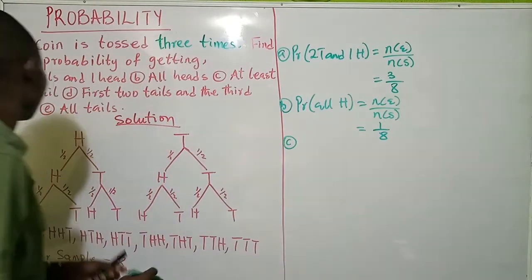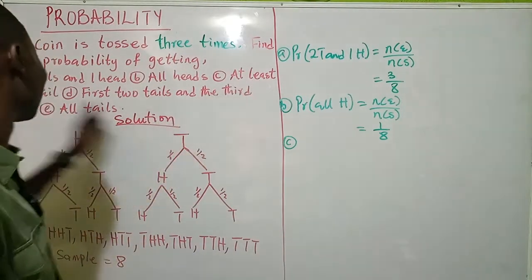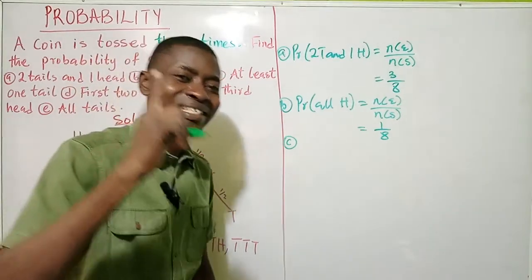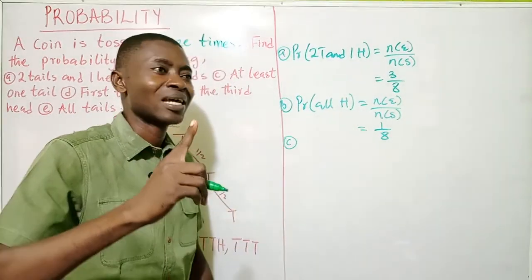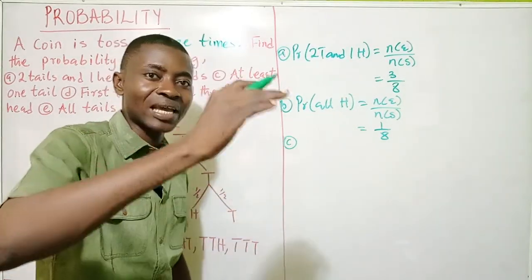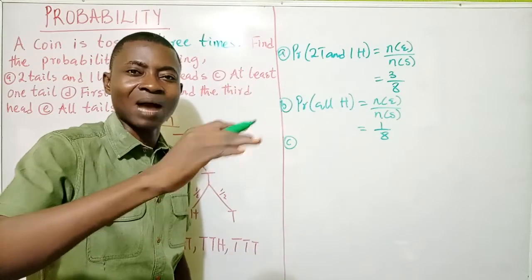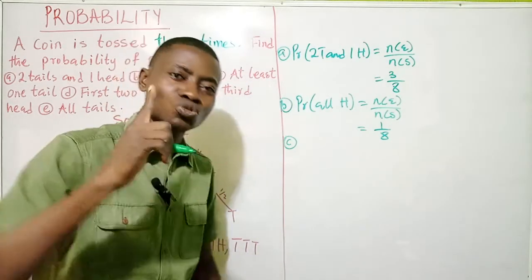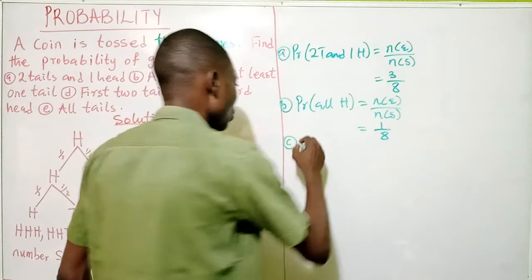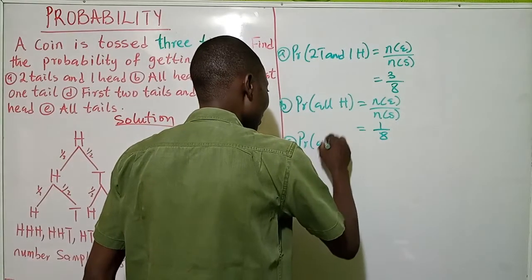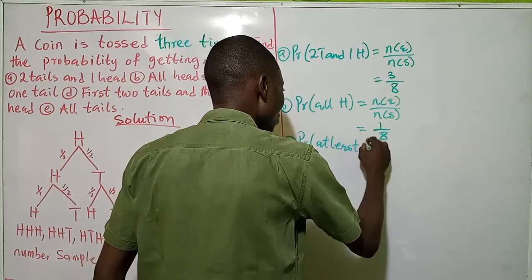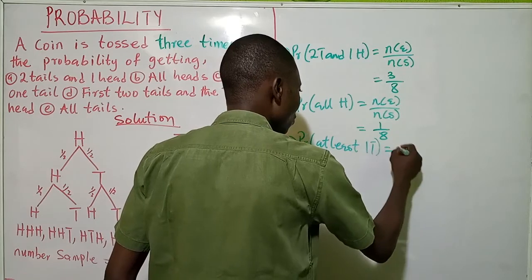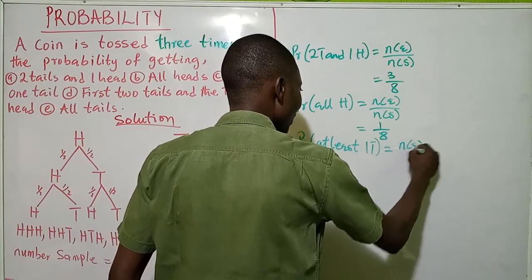Now let's look at C. Probability of at least 1 tail. That means there must be at least 1 tail. That means there can be 2 tails, and 3 tails is allowed, but at the very least there must be 1 tail. So the probability of at least 1 tail is equal to the number of events over the number of sample space.